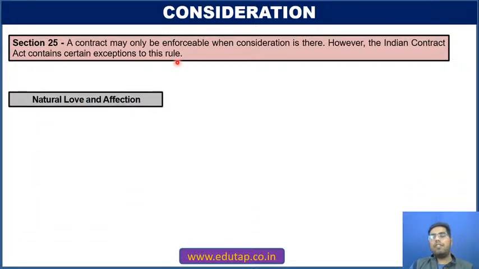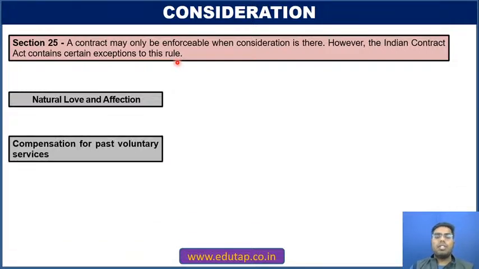One is natural love and affection. If my father is paying me something, or doing something for me out of natural love and affection, that is a valid thing. If my father is doing a contract with me that he will make me a partner in his organization, I am not paying any consideration to him. He is doing it out of his natural love and affection. So that is a valid contract.